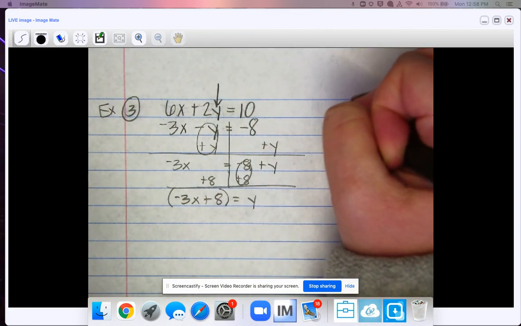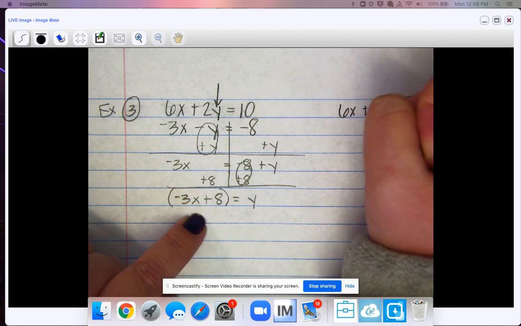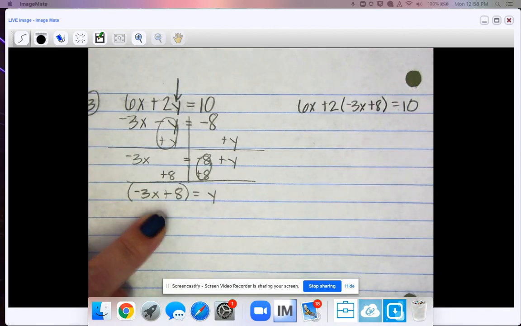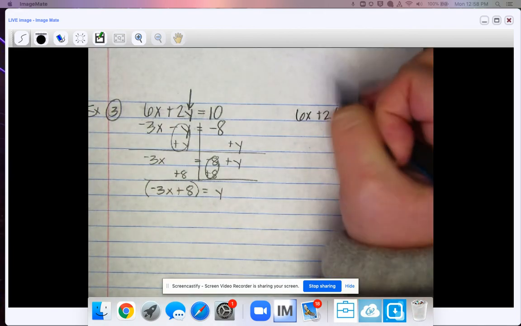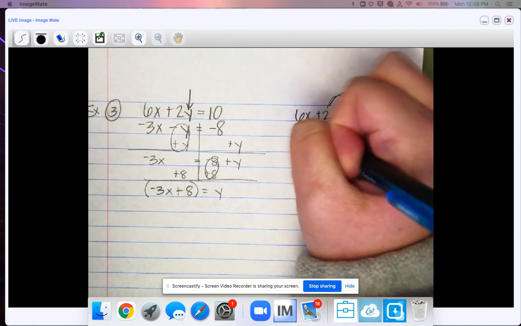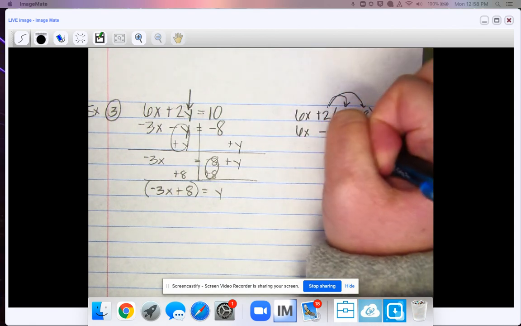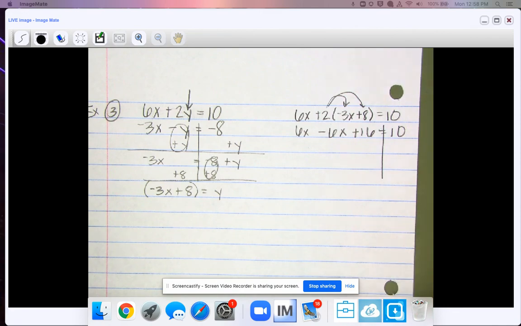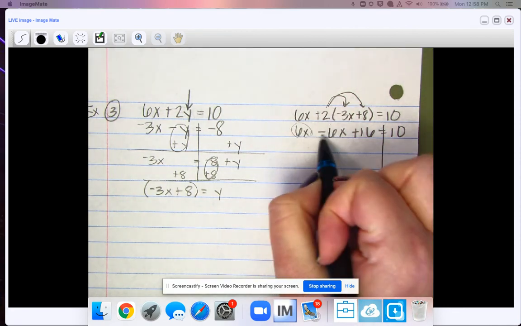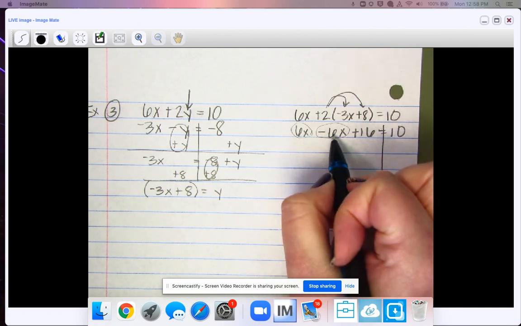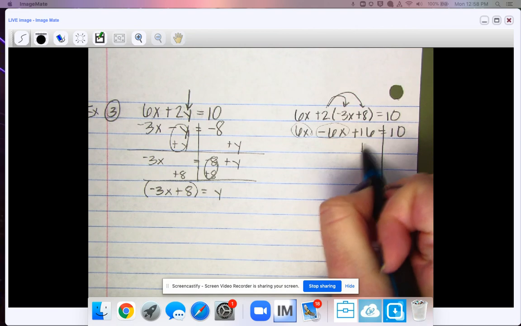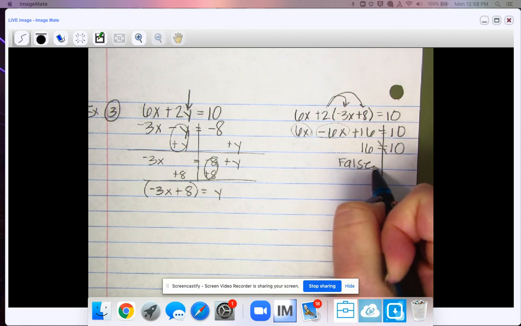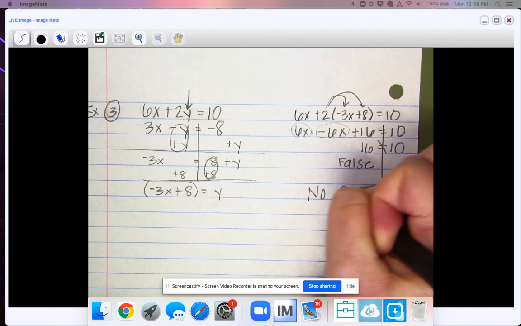So let's do that. I have 6x plus 2 times y, and this is what y is equal to: negative 3x plus 8, equals 10. Then I'm going to distribute. So 2 times negative 3x is negative 6x. 2 times 8 is 16, and that equals 10. So now I'm going to combine like terms, and again, I notice a positive 6x and a negative 6x cancel out. They make a 0. And so I have no x's left, and I have 16 is equal to 10, and that is not true. This is a false statement. So that means there is no solution.